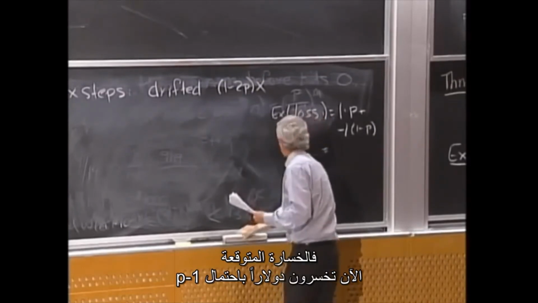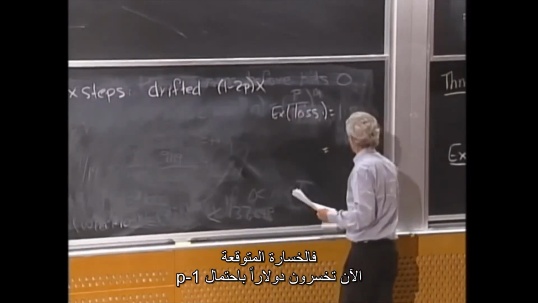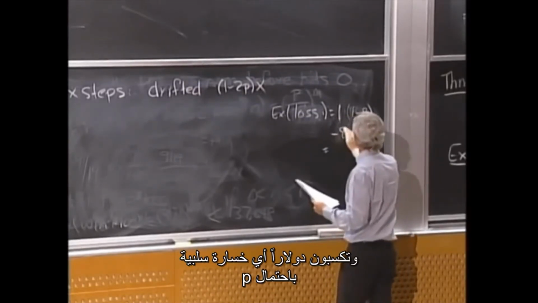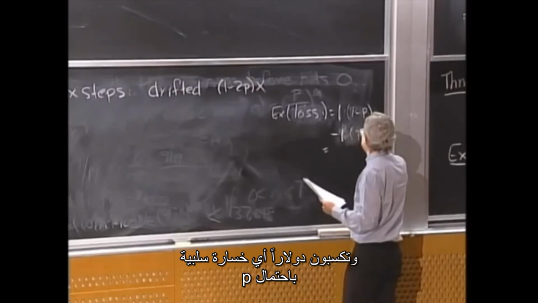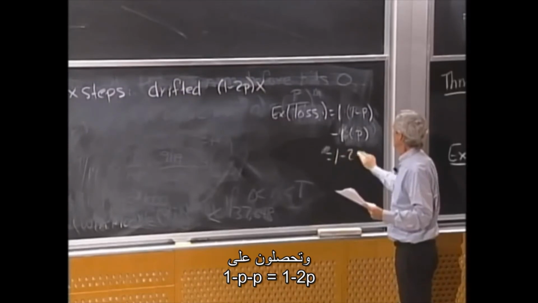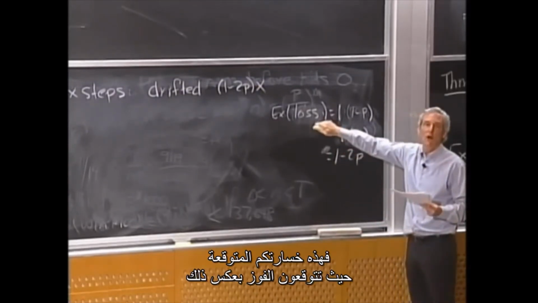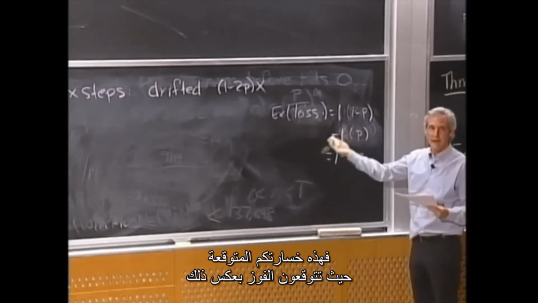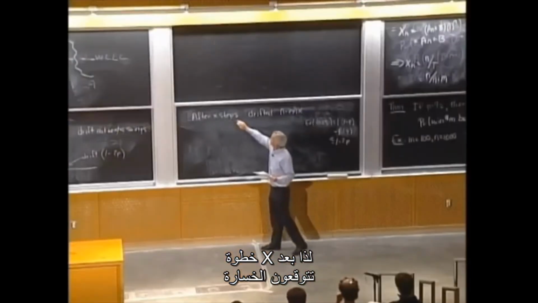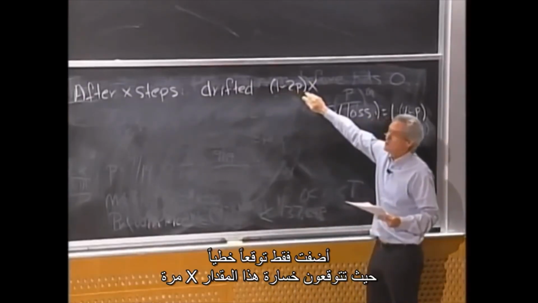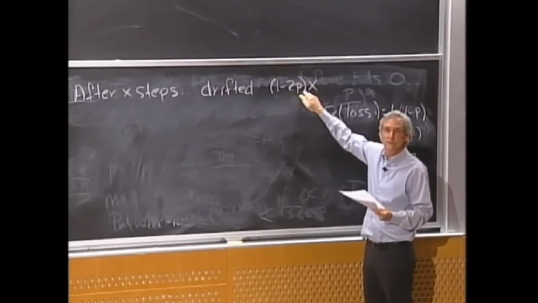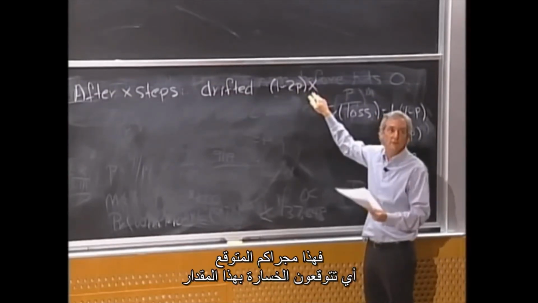So for the expected loss, you lose $1 with probability 1 - p, and you gain $1, which is negative loss, with probability p. So you get (1 - p) - p, which is 1 - 2p. That's your expected loss. Your expected winnings are the negative of that. So after x steps, by linearity of expectation, you expect to lose this much x times. That's your expected drift.